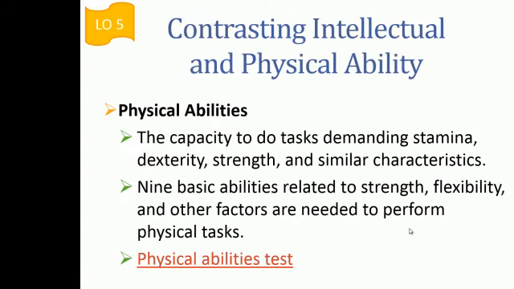So physical abilities, if we're talking about the NFL, I could have the smartest person out there, but if they don't have any physical abilities, they're not going to be able to do the job, right? So we want somebody who has the capacity to do tasks that require stamina, dexterity, strength, and similar characteristics. We generally tend to say that there are 9 basic abilities, and they're strength, flexibility, and other factors.